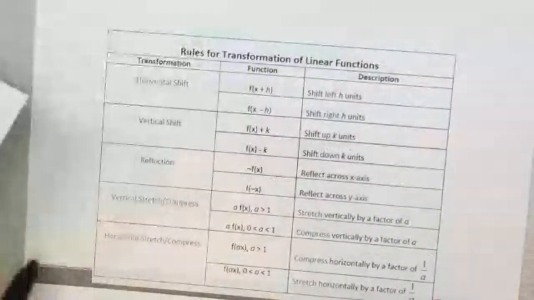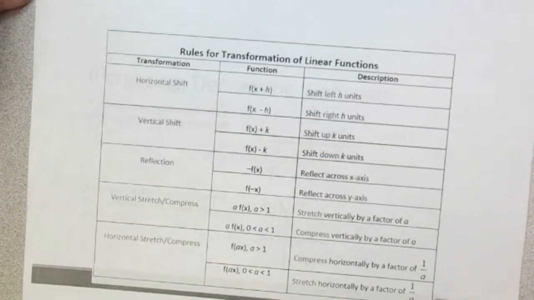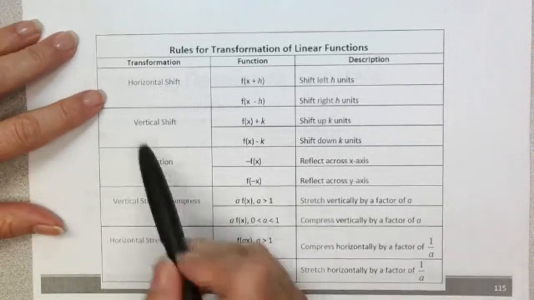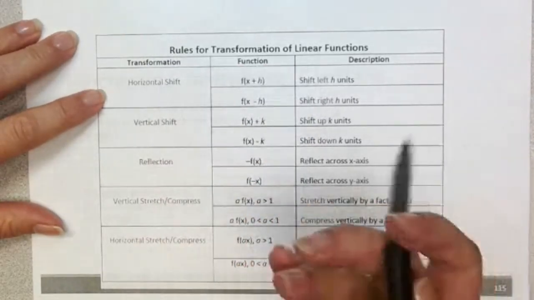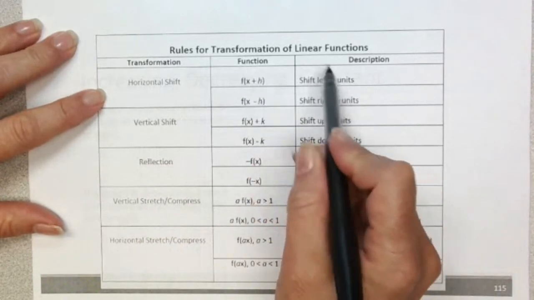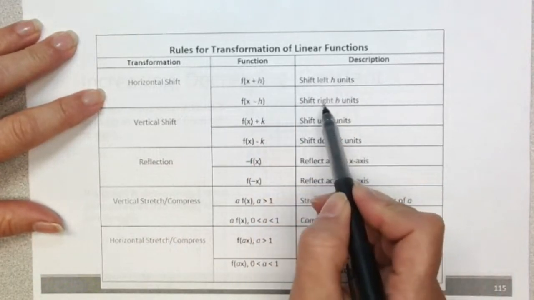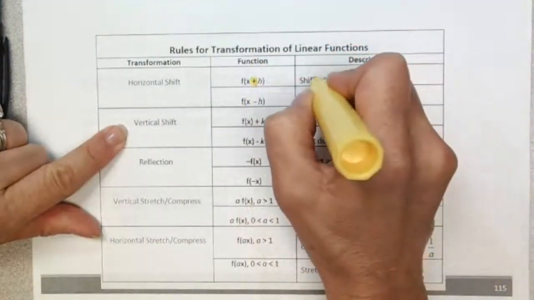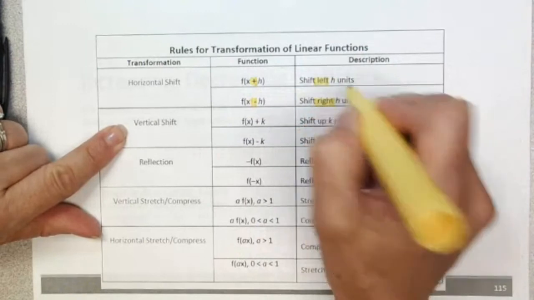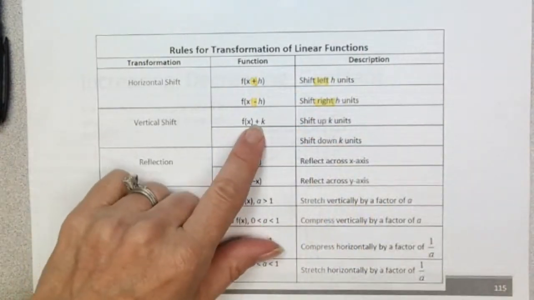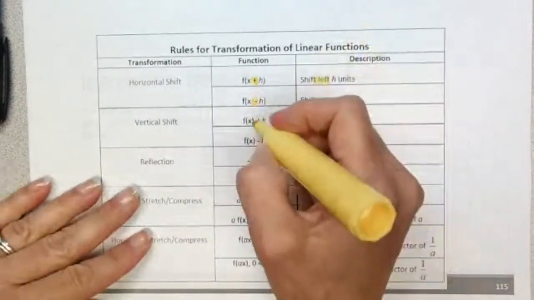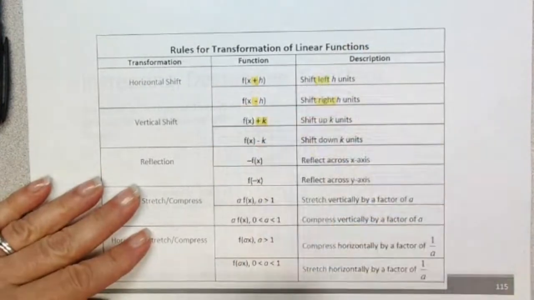Okay, so I've got a nice little summary here of the rules for transformations. When we're doing horizontal shifts, if we add to the x, we're shifting left that many units. If we subtract from the x, we're shifting right that many units. So adding in there is shifting left, subtracting is shifting right. If we add at the end, we're shifting up. That's a vertical shift up. So we're not adding to the input variable, we're just adding to the function itself.